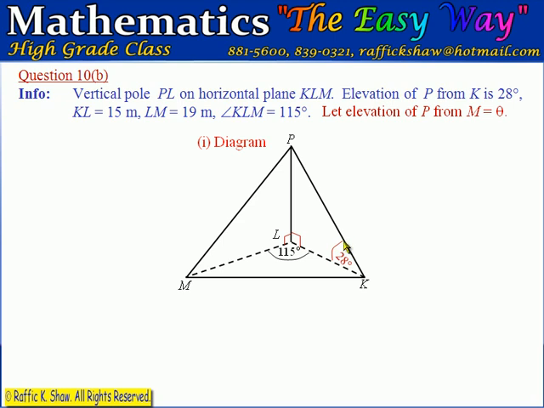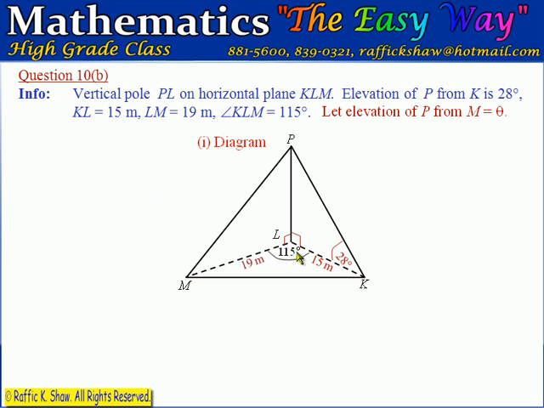So that's our 28 degrees. And then we can mark the distance of 15 meters. That's KL is 15 meters. So we can put that on the diagram. KL 15 meters. That's this length here. And then LM, which is this one, is 19 meters. So let's show that on the diagram as well.